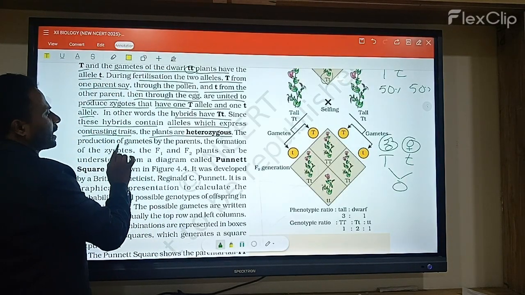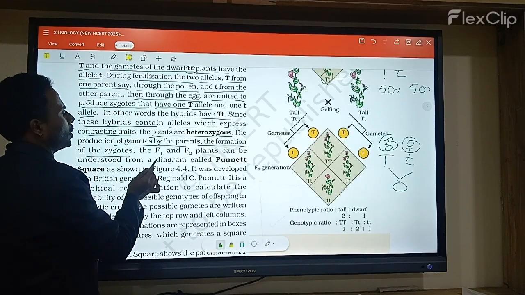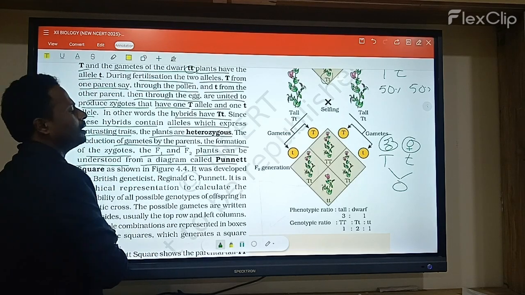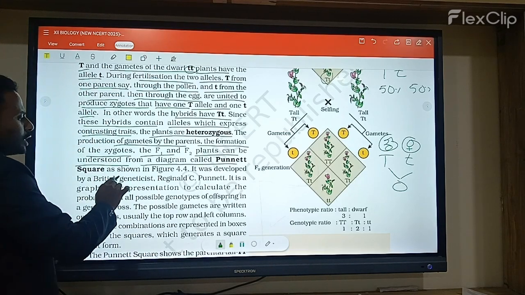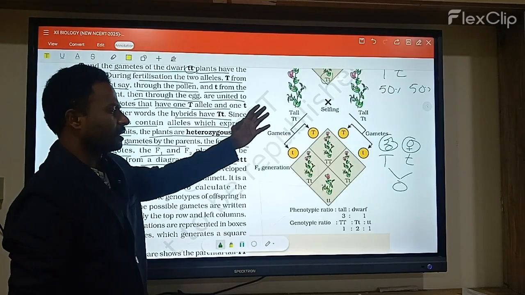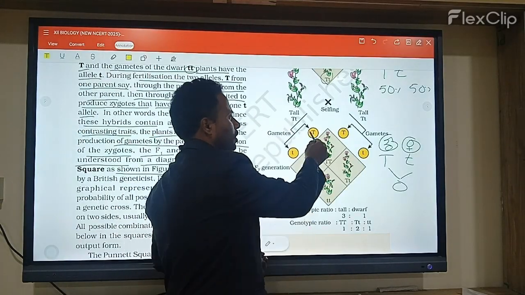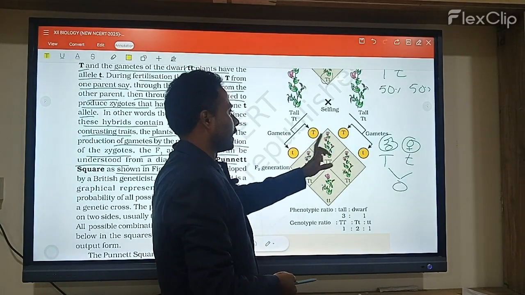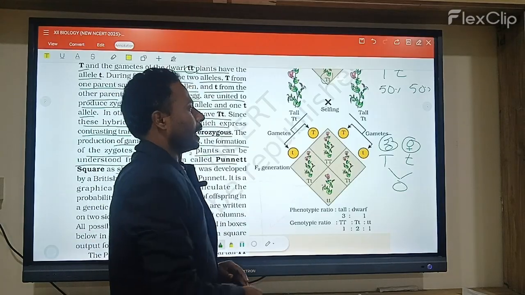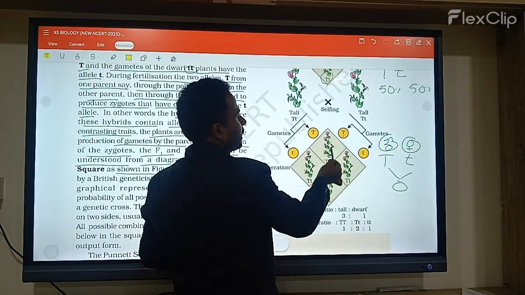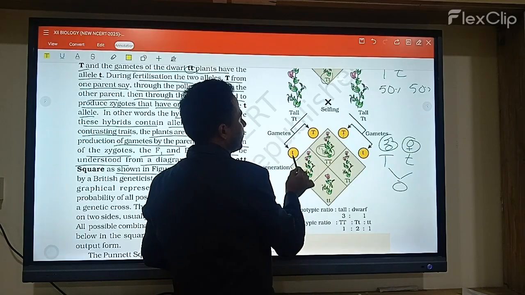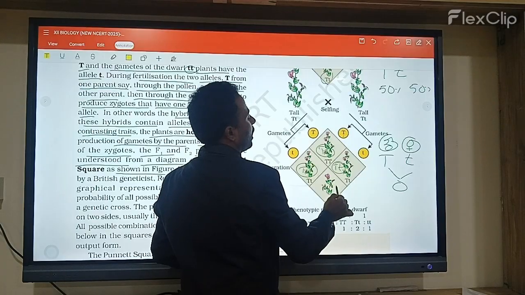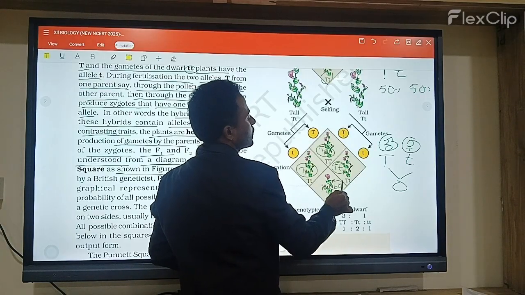The production of gametes by the parents, the formation of the zygotes, and the F1 and F2 generation plants can be understood from the diagrammatic representation, the Punnett square, shown in figure 4.4. In the top row and the left column, the heterozygous parents, capital T small t and capital T small t, are given. When we cross here, we get capital T capital T, capital T small t, capital T small t, and small t small t.